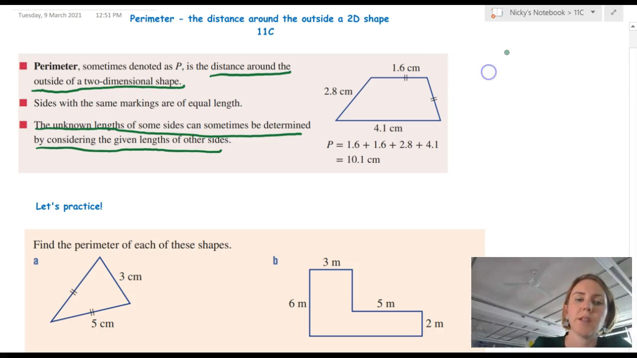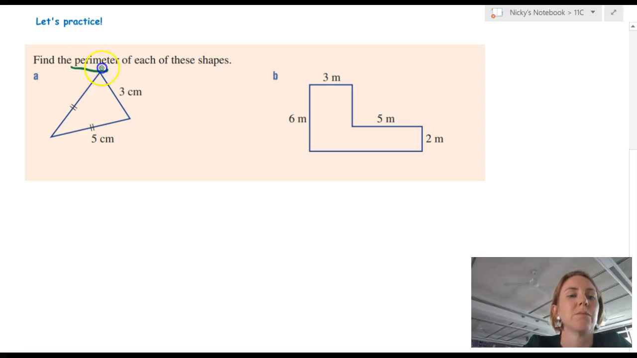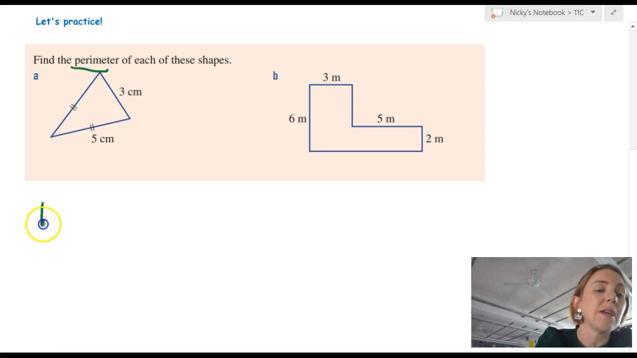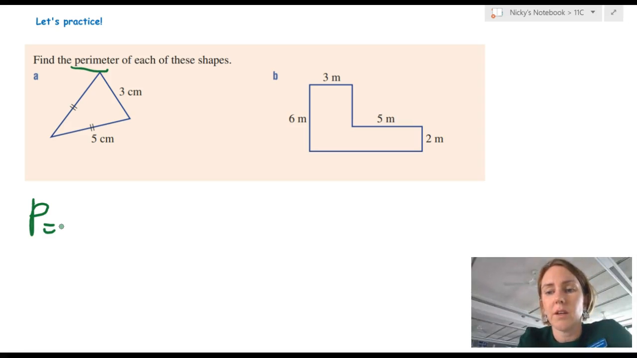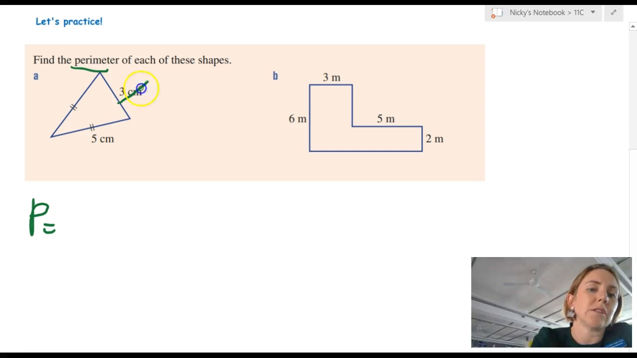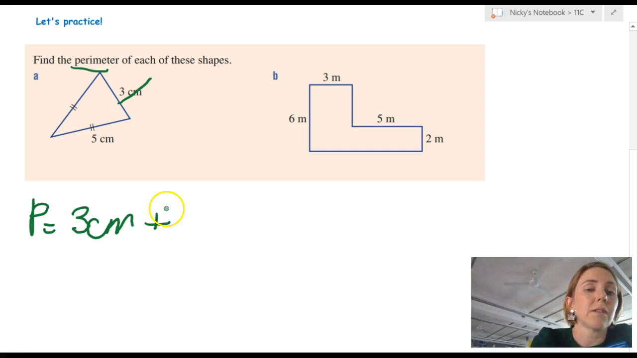Okay, let's do some practicing. It says find the perimeter of each of these shapes. So P equals, oh, that's an interesting P. Let's do that again. P equals. I always encourage my students to look at it and ask, what do I know already about side length? So I know that there's a 3 centimetres. A good idea to cross them off as you go as well so you don't accidentally write them twice. There's also a 5 centimetres.